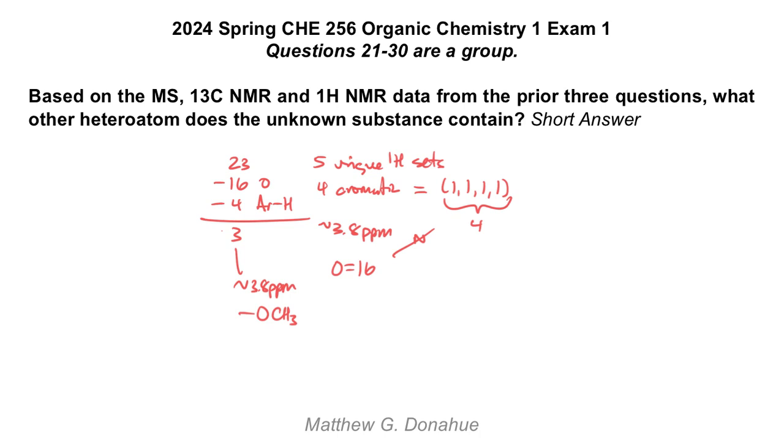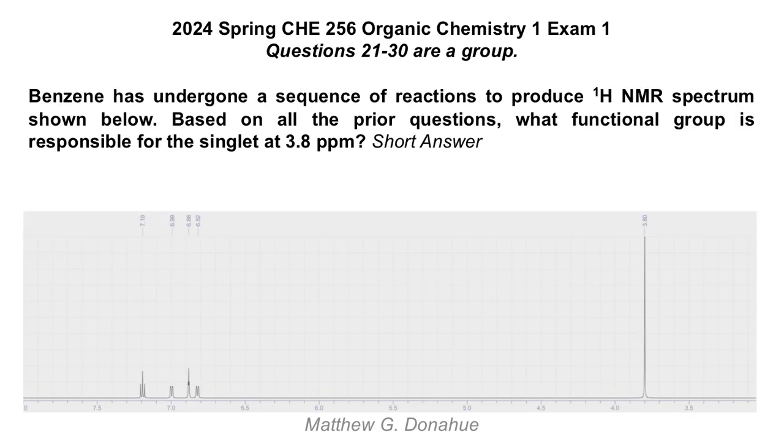So now you have these fragments that you've put together: a disubstituted benzene, a methoxy, and then a chloro. Based on all the prior questions, what functional group is present for the singlet? As we described, that's going to be OCH3. So 1, 1, 1, 1, 3, you have a total of 7 hydrogen atoms.